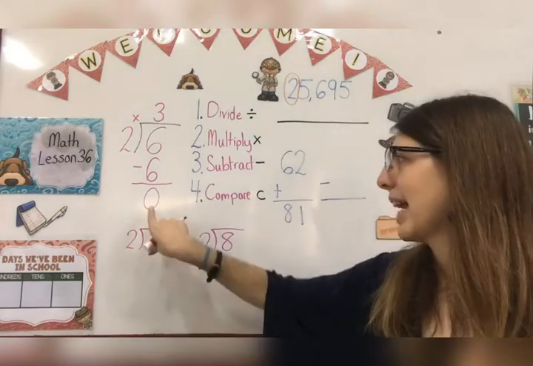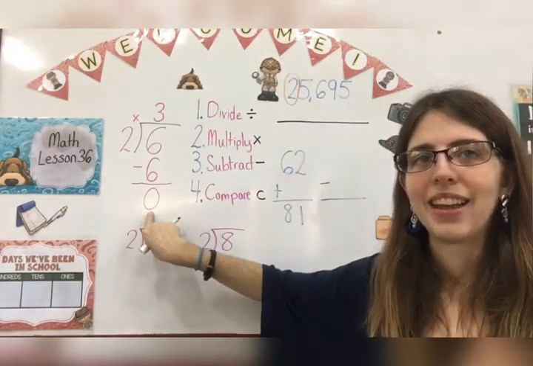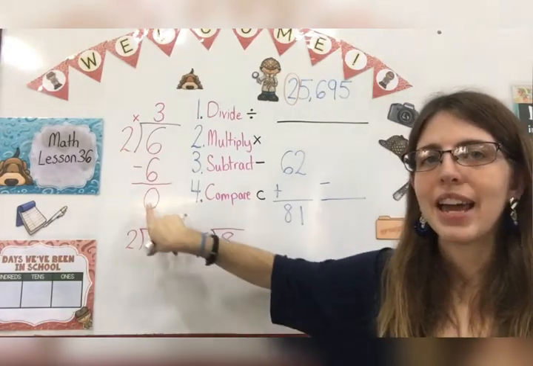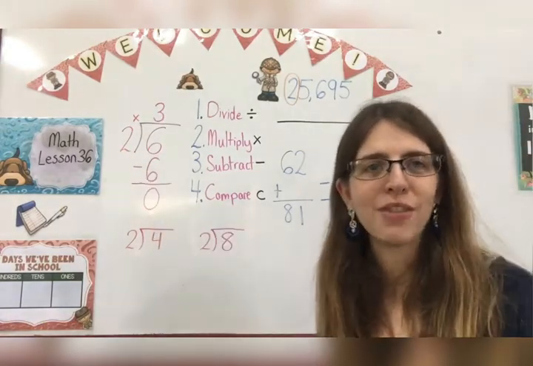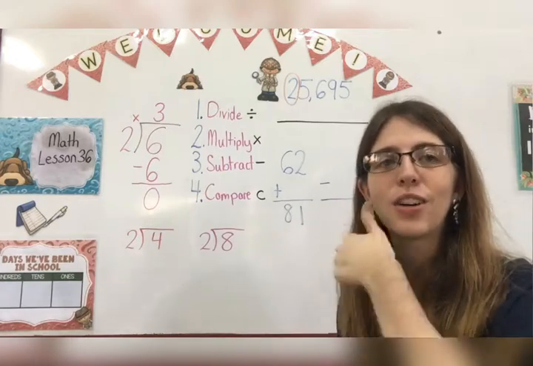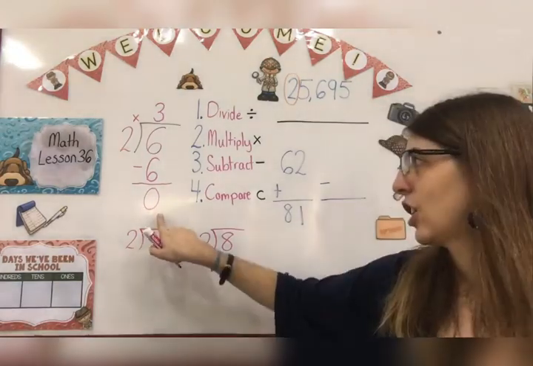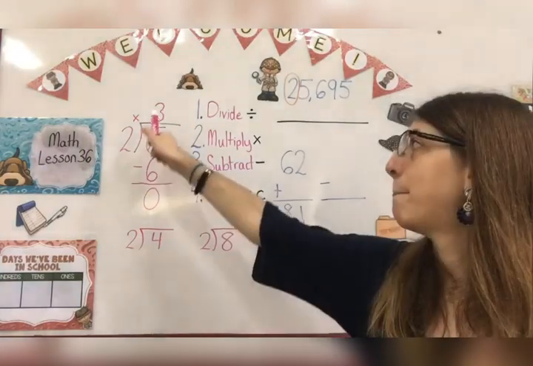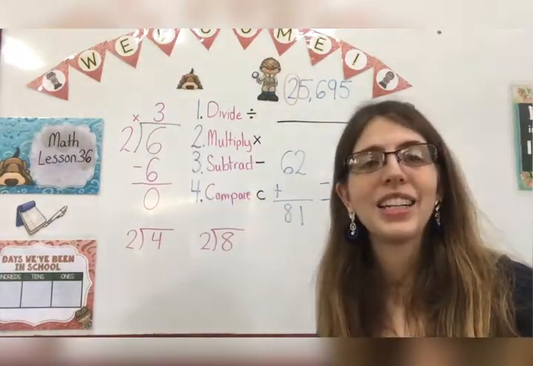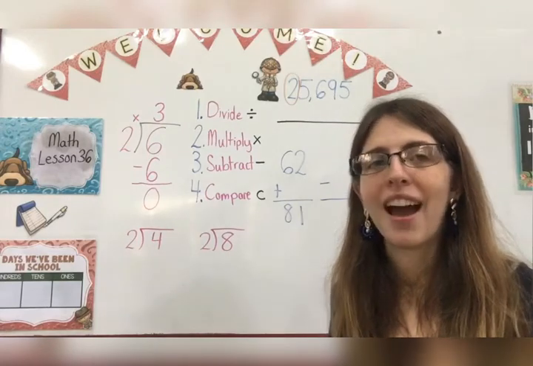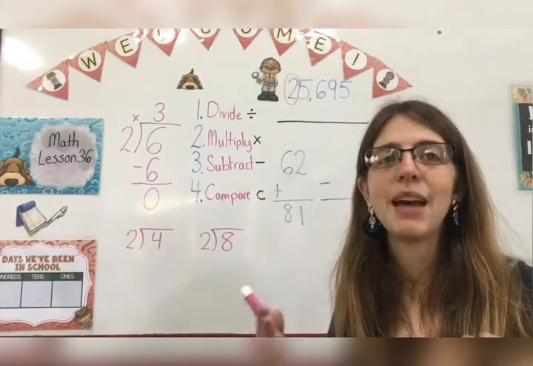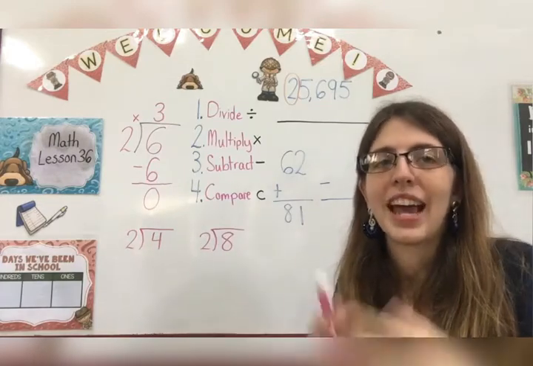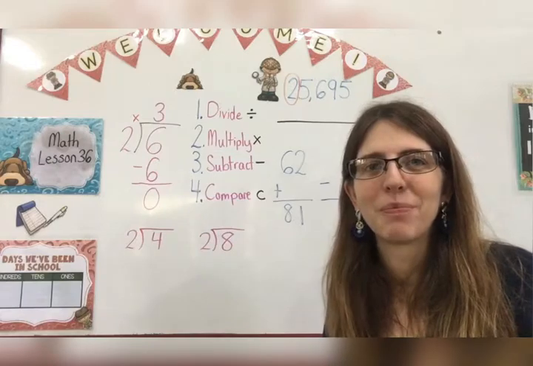So I look at my answer when I subtracted. I compare it here to my divisor. If my answer is smaller than my divisor, I know I did it correctly. If my answer is bigger than my divisor, then I know I need a bigger number up here. I need to try a bigger number when I divide, because that means I can separate it into more groups, because I have too much left over.